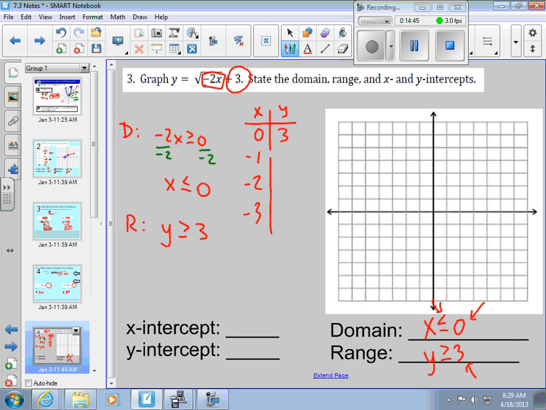All right. We'll continue graphing this one. If you want to try graphing the rest of this one, we will graph the rest of it in class, and look at more square root functions tomorrow.